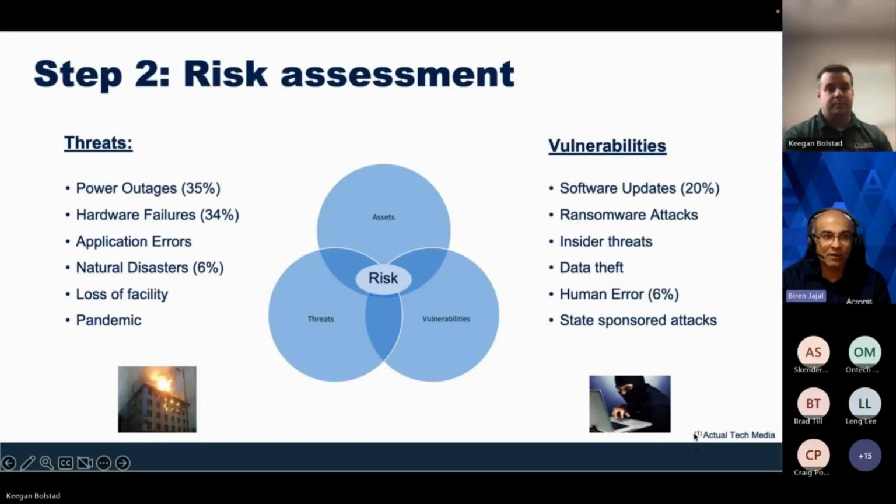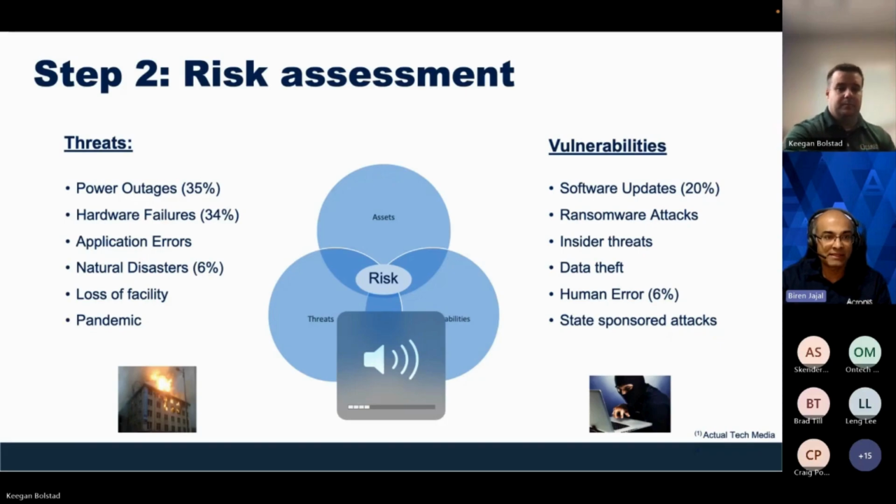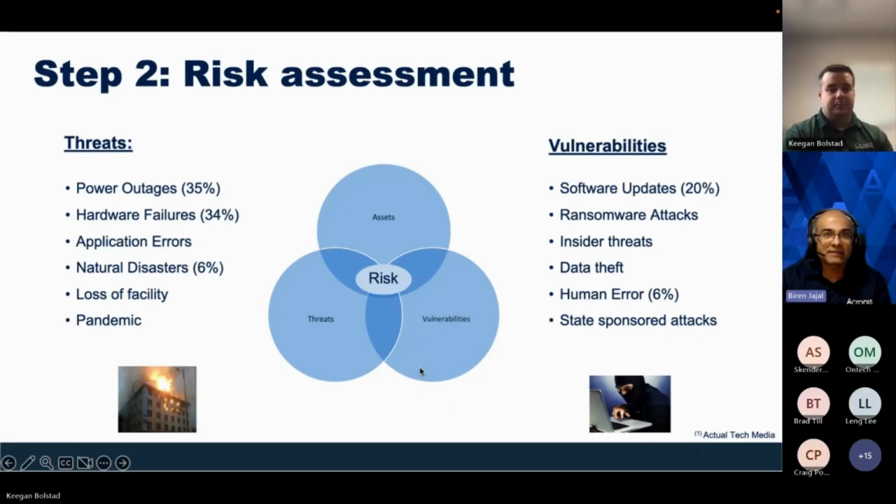Risk assessment is all about evaluating how threats and vulnerabilities interact with those assets to create risk. The goal of disaster recovery planning is risk mitigation, right? So just reducing the amount of risk that the organization is going to be taking. In terms of threats, a lot of folks will think, well, I don't know if I really need disaster recovery. We're not in a disaster-prone area, or we're not going to be affected by hurricanes or tornadoes. But the reality is that natural catastrophes are just 6% of the types of threats.